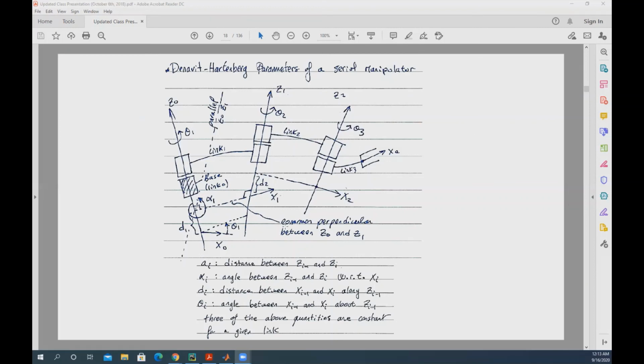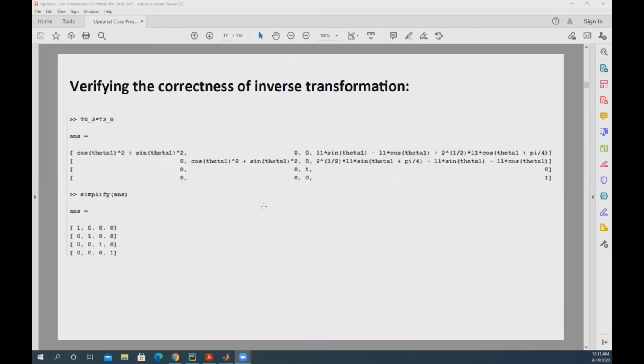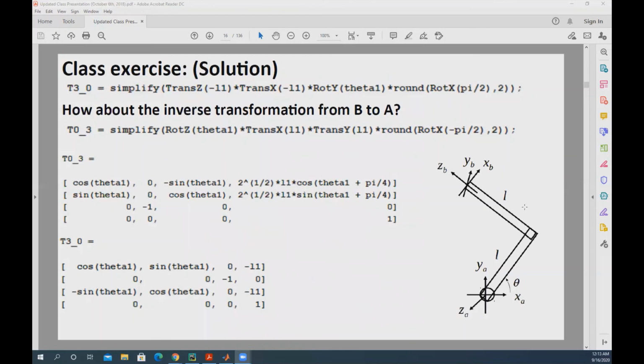There will be another, more detailed lecture on DH parameters with actual examples. After this lecture, I would like you to rework this problem yourself, and also do it in Matlab, and make sure you fully understand how you do that.